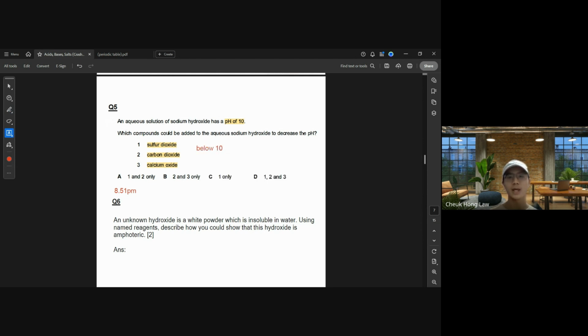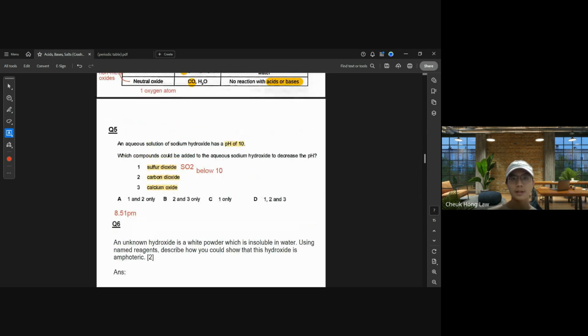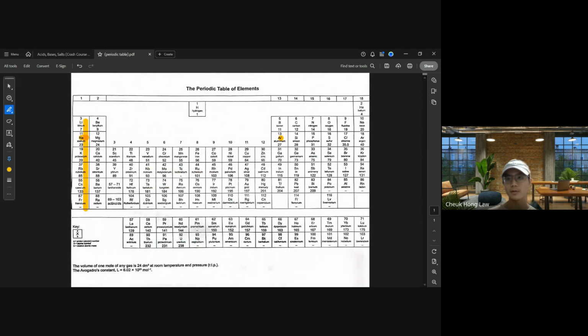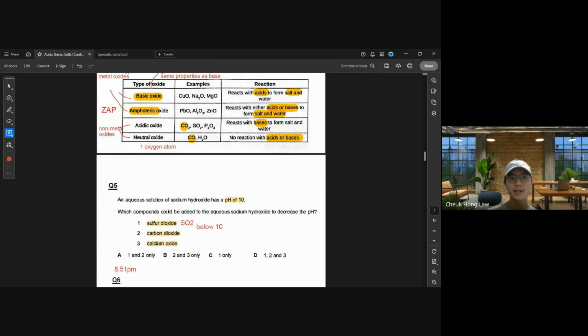And it also has to be able to react with the aqueous solution of sodium hydroxide. Okay. So we start with sulfur dioxide. Sulfur dioxide, the formula is SO2. Sulfur in the periodic table is over here, so it's definitely a non-metal. So it's between acidic and neutral oxide. But since there are two oxygen atoms, we know that it is an acidic oxide.